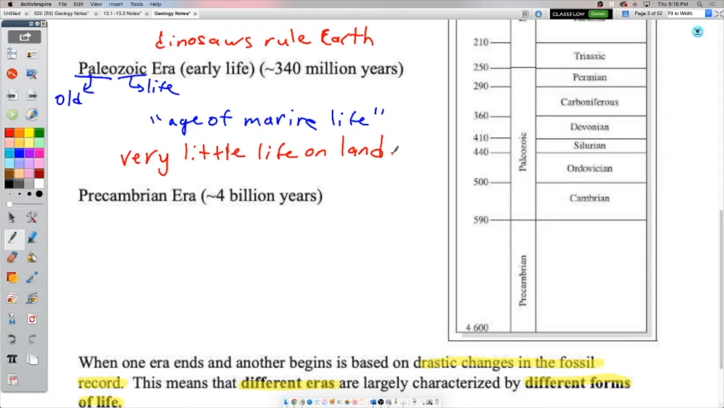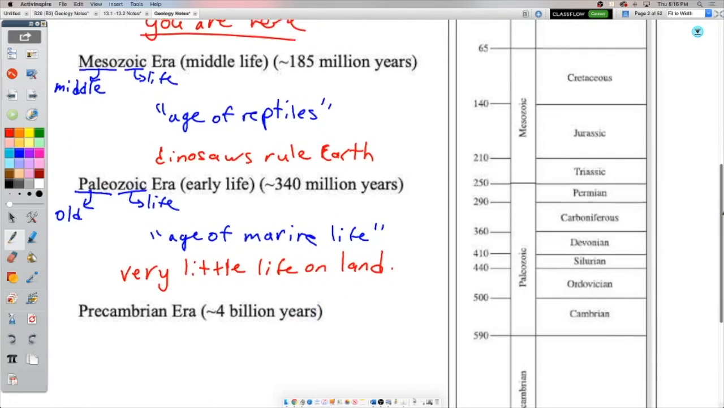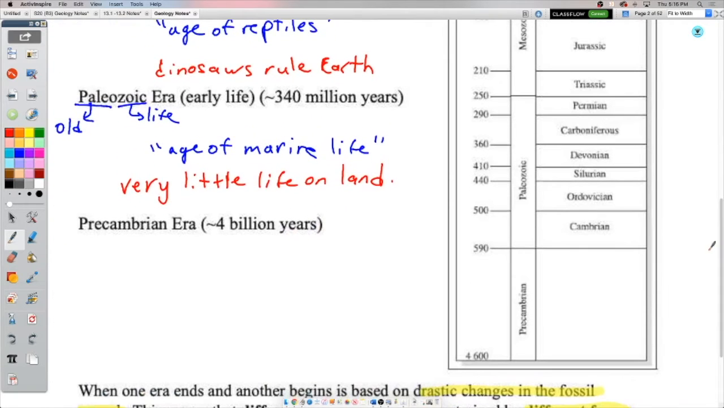Now pay attention to the number here. Look at this. We've talked about a couple hundred million, right? 65 million. Look at this last one, the Precambrian era. About 4 billion years. 4 billion years. Remember, how old is the Earth? It's 4.5 billion years old. So we're talking about almost 90% of Earth's entire history actually fits into this part right here, the Precambrian era.